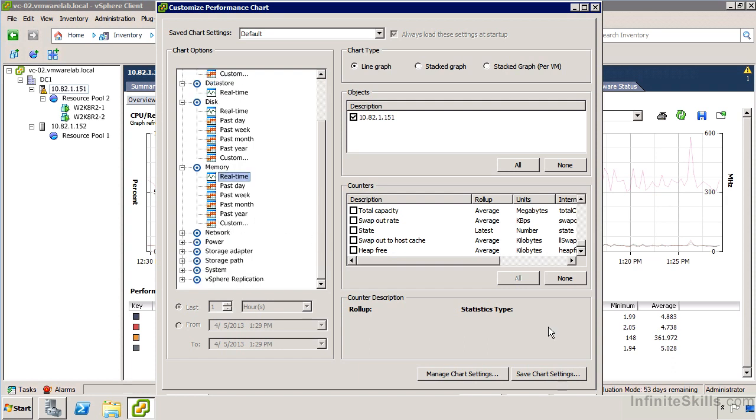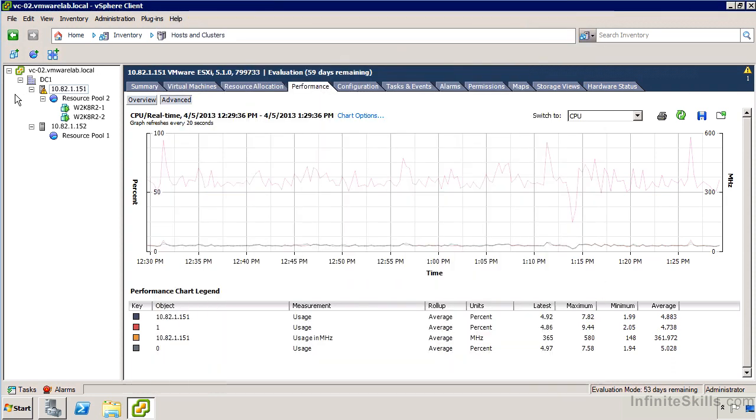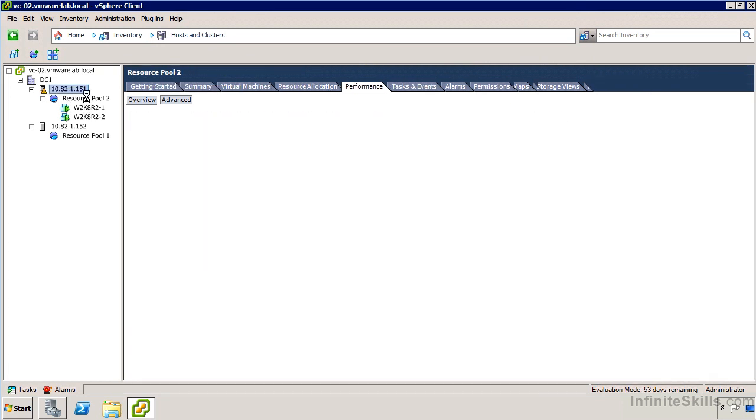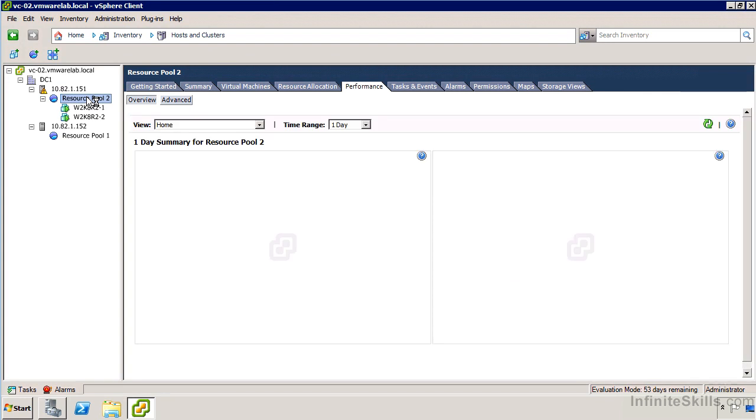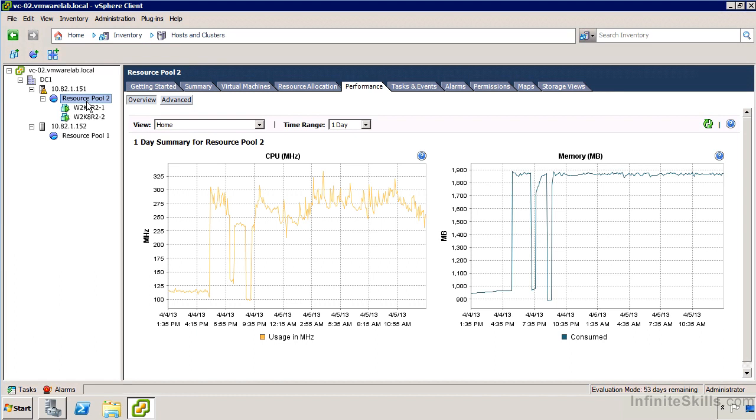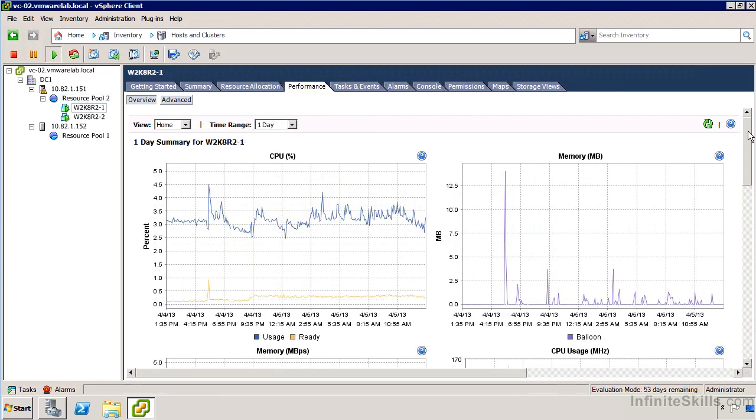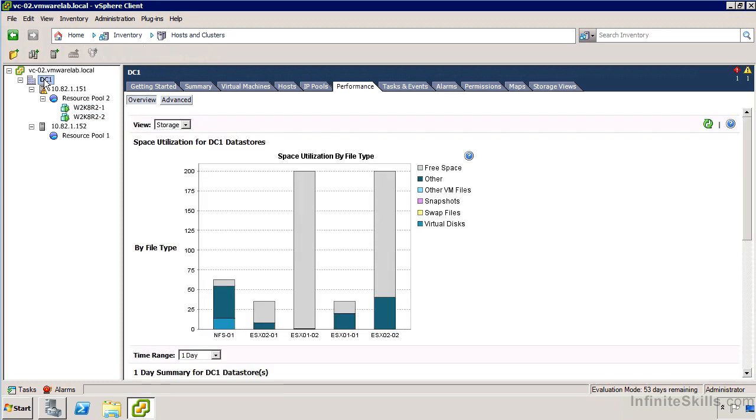So we can customize these charts at this level, in this case at the host level, but you'll see that we also have very similar performance options available at the resource pool level, the DRS cluster level, once we have a DRS cluster set up, and also at the virtual machine level. So as we can see, the performance options for the virtual machines, the resource pool and the host are all pretty well similar because we're focused on the same areas. But if we go to, for example, the data center level within vCenter, we'll see that the presentation that we get is quite different.